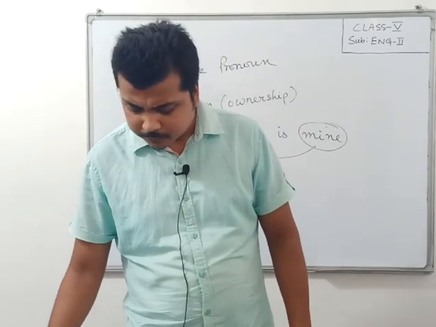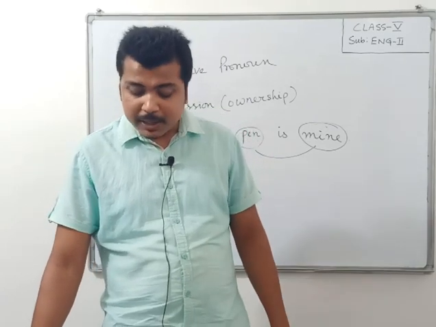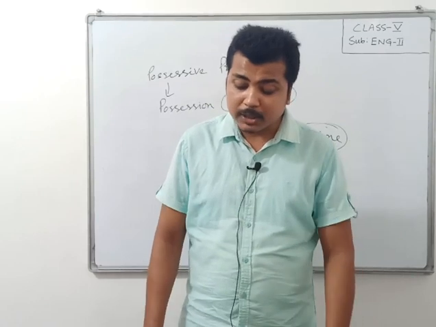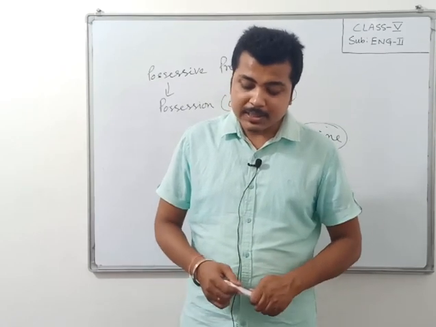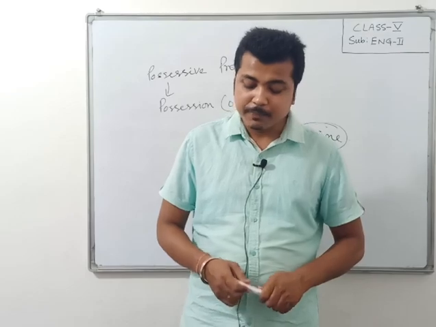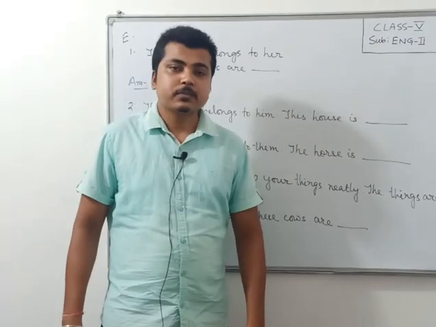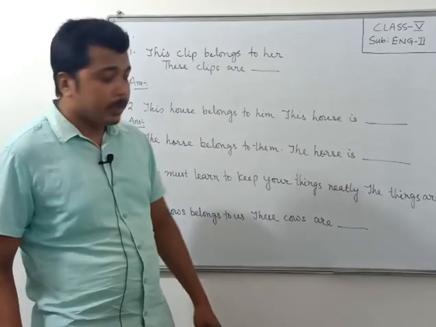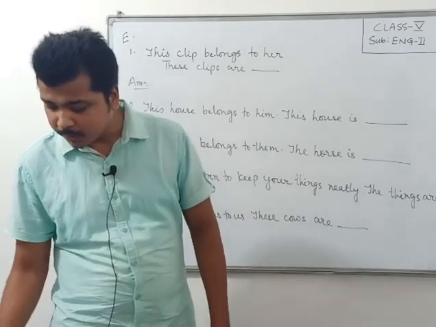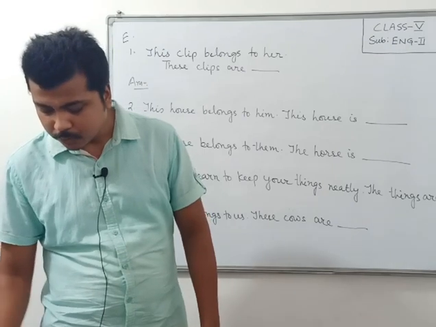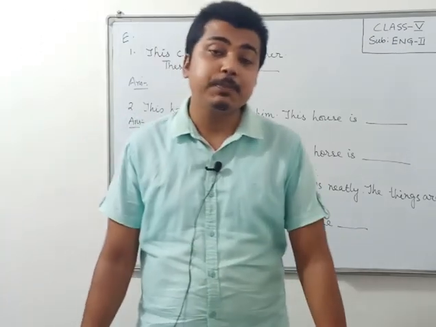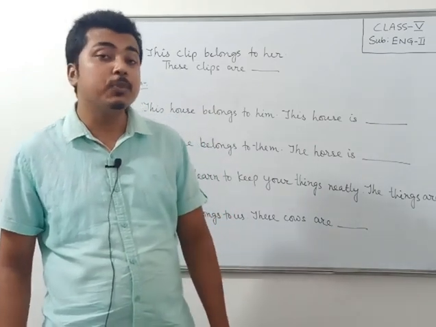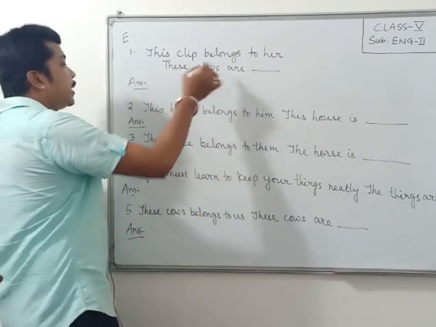Okay, now let us see what is written in the question. Question number E: fill in the blanks with suitable possessive pronoun. You have to fill in the blanks with suitable possessive pronouns. Number 1, this clip belongs to her. Possessive pronouns means you have to add the pronoun which shows possession.